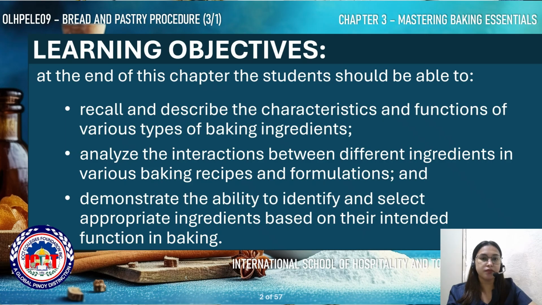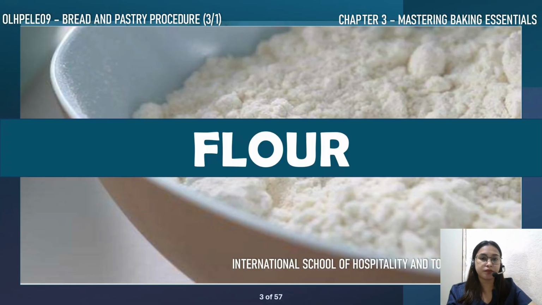baking. So for the learning objectives, at the end of this chapter, the student should be able to recall and describe the characteristics and functions of various types of baking ingredients, analyze the interaction between different ingredients and various baking recipes and formulations, and demonstrate the ability to identify and select appropriate ingredients based on their intended function in baking.